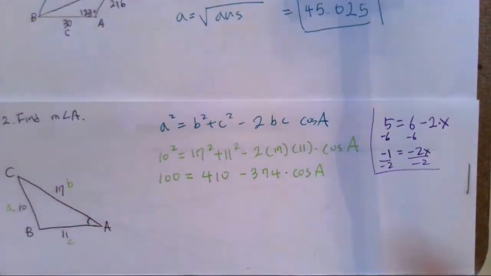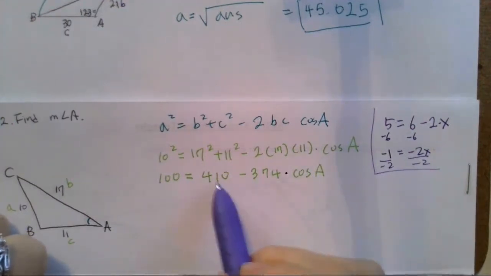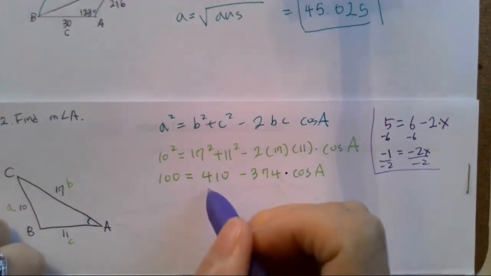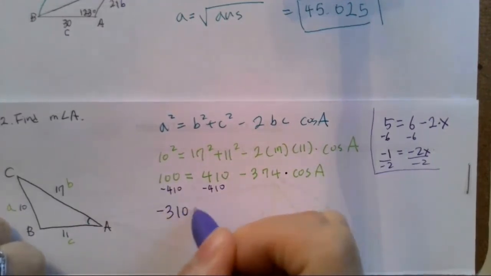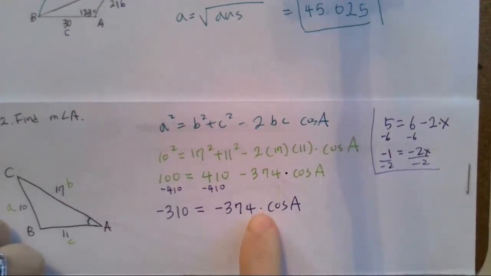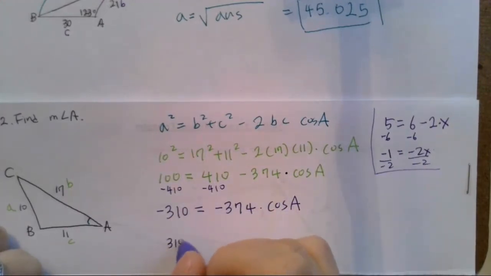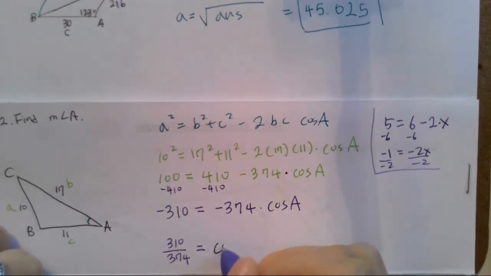So go over here. How should I do it? Notice these two things are multiplied here, so I can't break it. I need to get rid of that 410 by subtracting 410 from both sides. Are you guys following? So -310 is equal to -374 times cosine of A. Now what's the next step? These are multiplied, so I'm going to divide both sides by -374. So 310 divided by 374, I just got rid of the negative, because negative divided by negative is positive, equal to cosine of angle A. We're almost done.